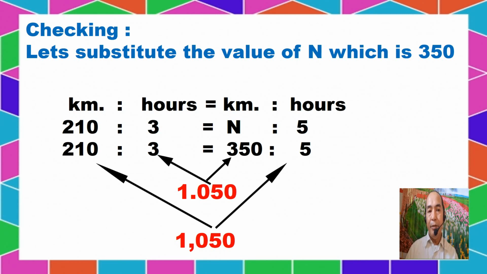Now to find whether these two ratios are really equal, we will multiply the means and we will also multiply the extremes. So 3 times 350 will give us 1050. 210 multiplied by 5 will also give us 1050. So we were able to prove that the two ratios are equal, and the two ratios are also a proportion. This is a direct proportion.